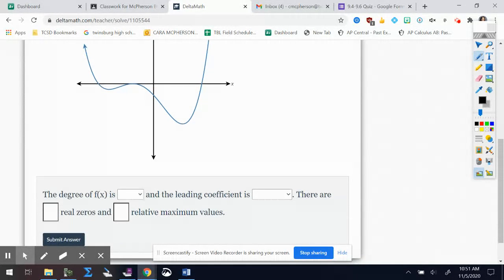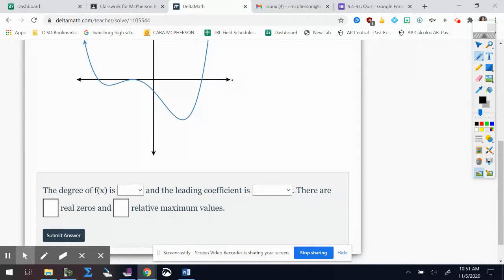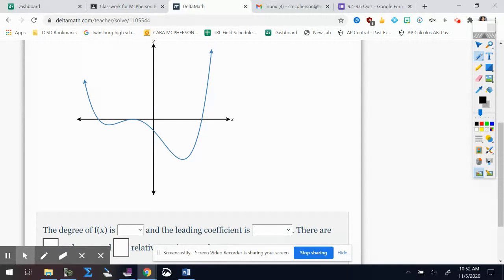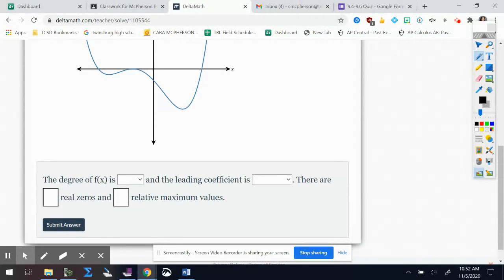And it's going to ask you a lot of questions about this graph. So first it's going to ask about the degree. The key for the degree is to look at the end behavior. If the degree is going in the same direction, so like up in both directions or down in both directions, we know that it's even. If the end behavior, one side goes up and the other side goes down, we know that it is odd.